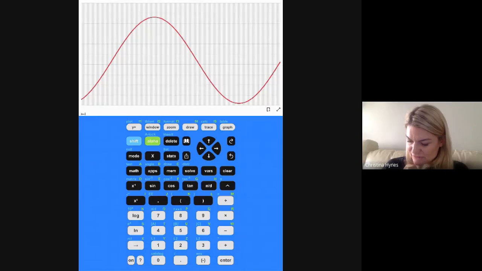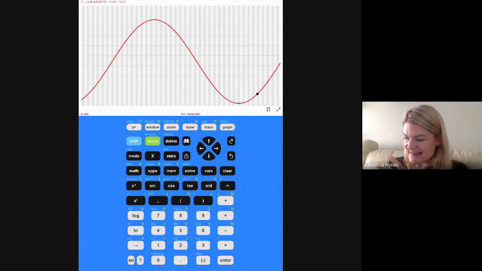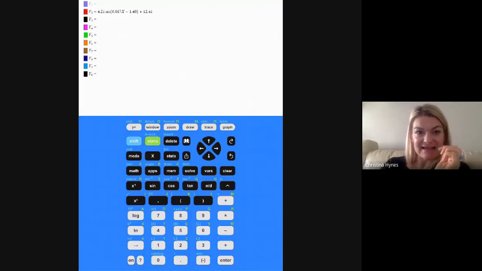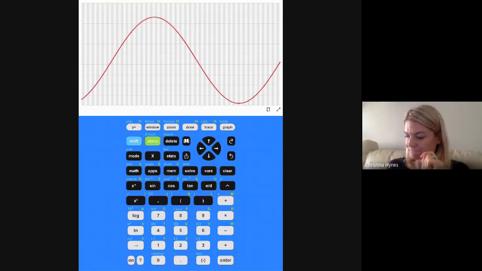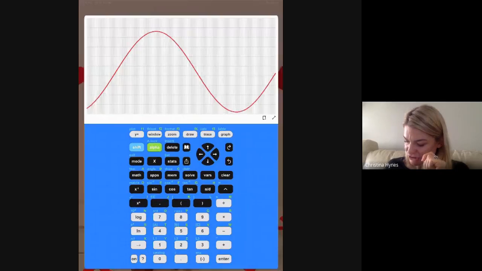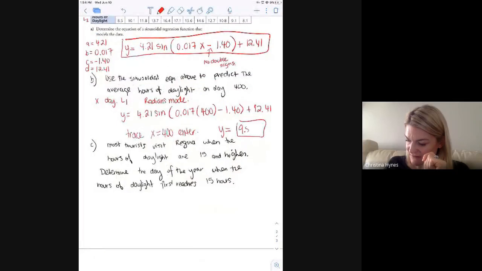So I'm going to enter 400 and press enter, and I get approximately 9.16. Now this is off because the real answer at the back of the textbook is 9.56 hours. Well, this is 9.16. So it's off because I rounded when I entered this equation here. I didn't use that copy and paste feature, and that's going to change your accuracy. Okay. So the real answer should be 9.56 hours.